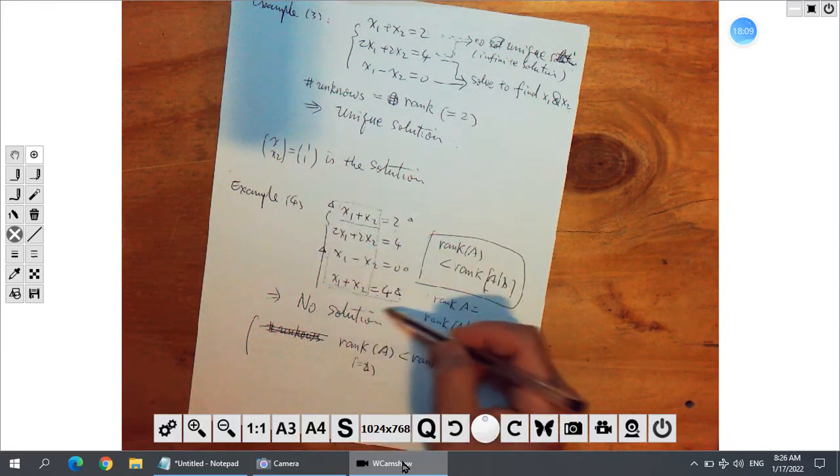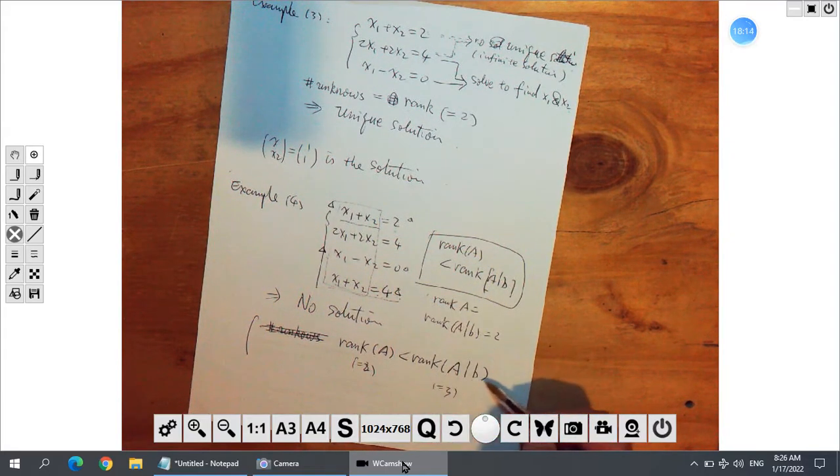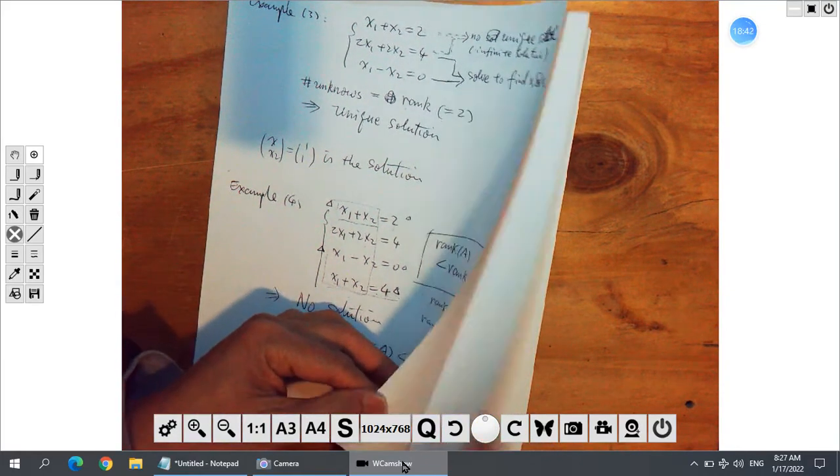And when we combine all of them, the first, the third, and the last, we have 3. So this is the case: no solution if rank A is smaller than rank of A and B. Combine A and B together, you check the rank. If this one is smaller, then we say no solution. This is the no solution case. Alright, now we can give a list of the conclusion here.